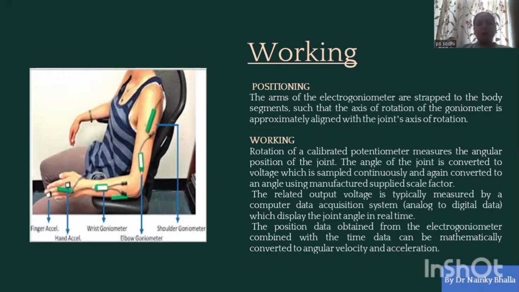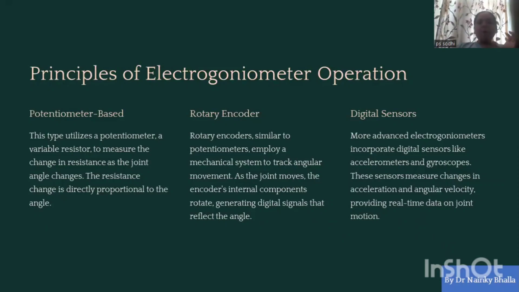The related output voltage is typically measured by a computer data acquisition system, an analog to digital system, which displays the joint angle in real form and real time. Fine. And if we know that angle, we can convert this mathematically to angular velocity as well as acceleration. Now, it can be potentiometer based, or it can be a rotatory encoder, or nowadays a digital sensor.